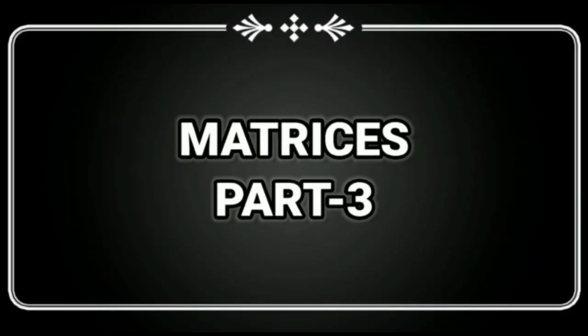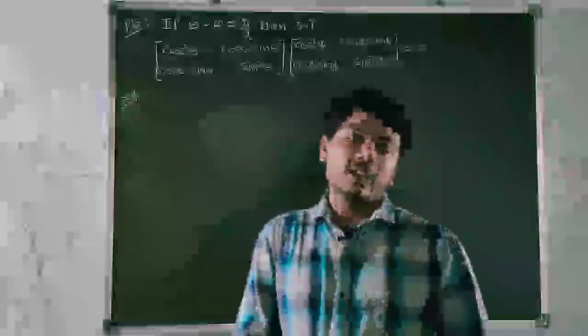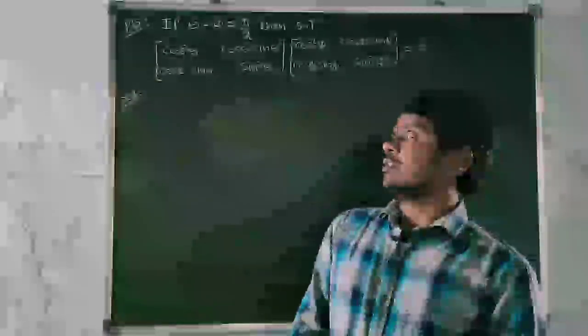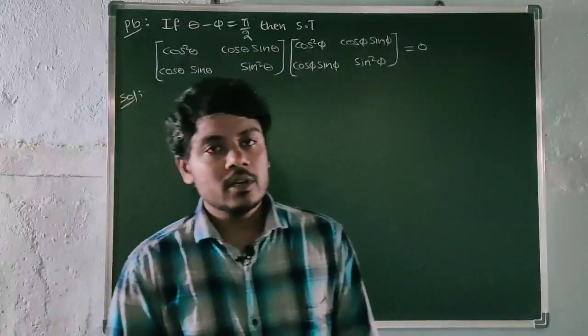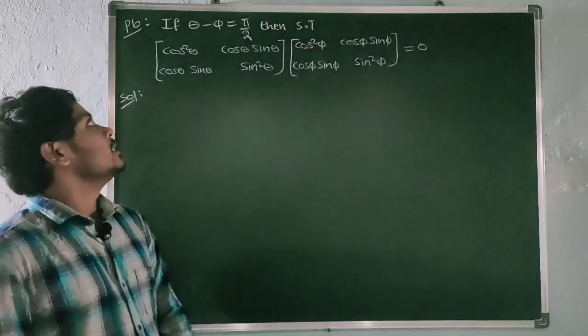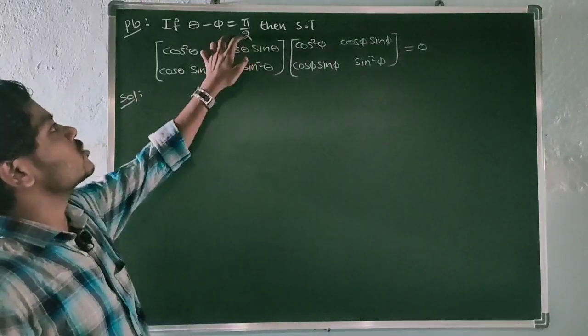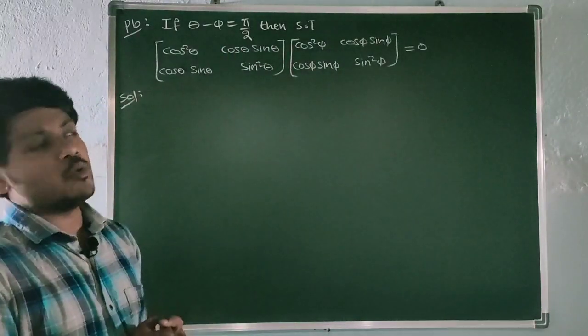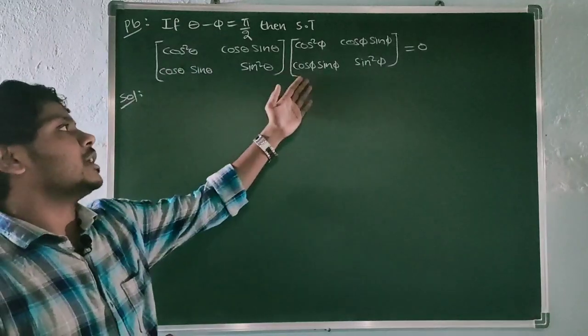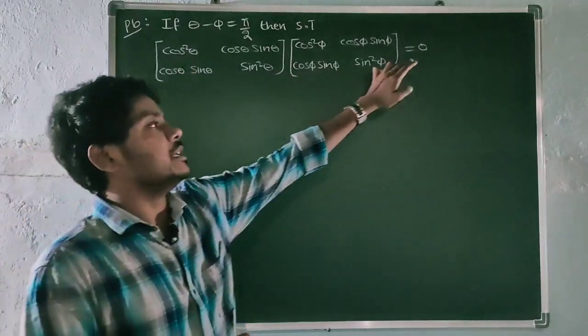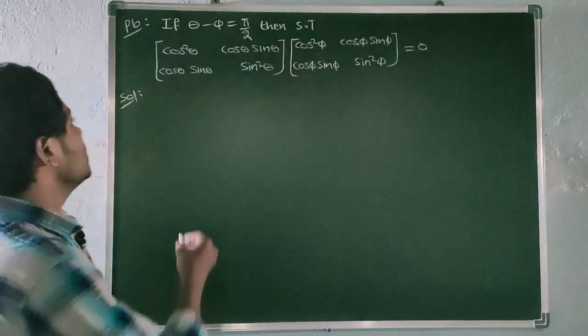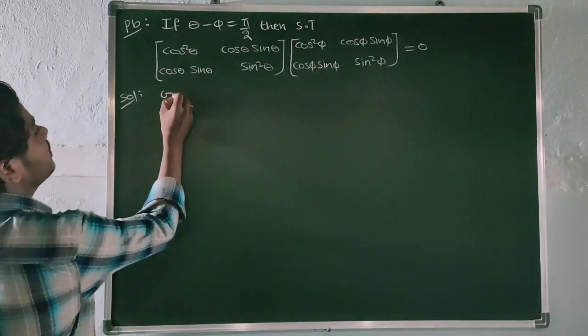Matrices Part 3. Hi, hello everyone. For this session, we will discuss a few problems. So here, if theta minus phi is equal to pi by 2, then you want to show the product of these matrices is 0. So see the solution.